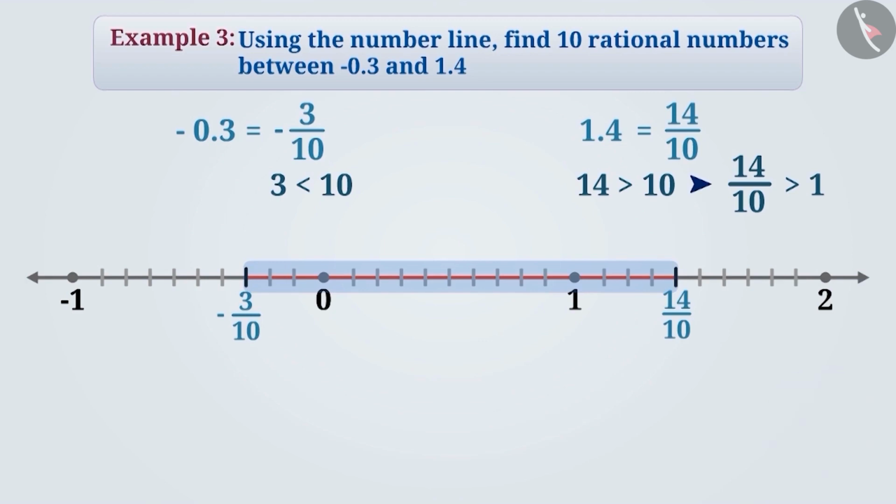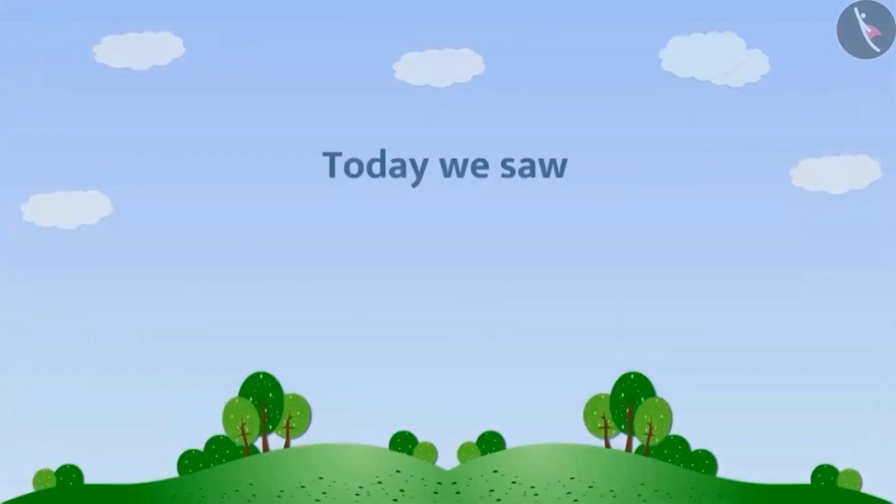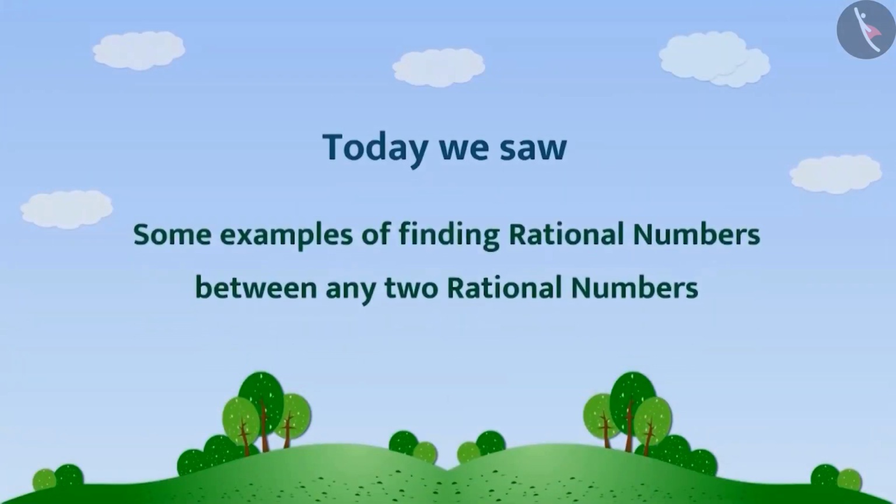Let me tell you. Now, as you can see, the rational numbers between them are minus 2 by 10, 10 by 10 or 1, 11 by 10, 12 by 10, 13 by 10. Keep in mind that 0 and 1 are also rational numbers. Today we saw some examples of finding rational numbers between two rational numbers. In the next video, we will see some misconceptions related to them.